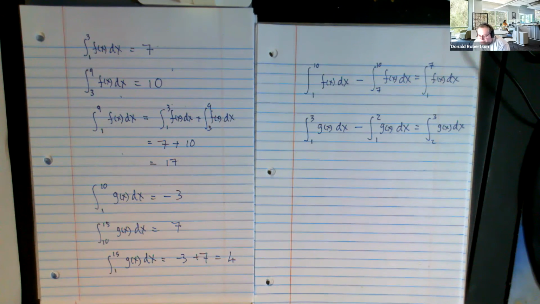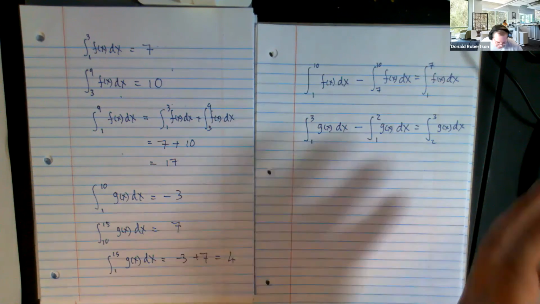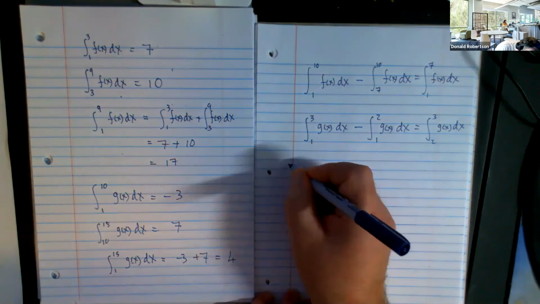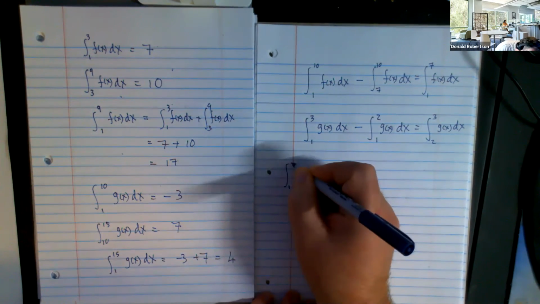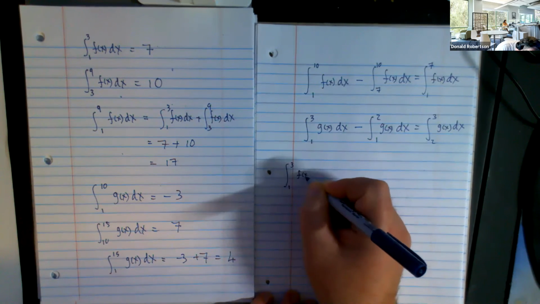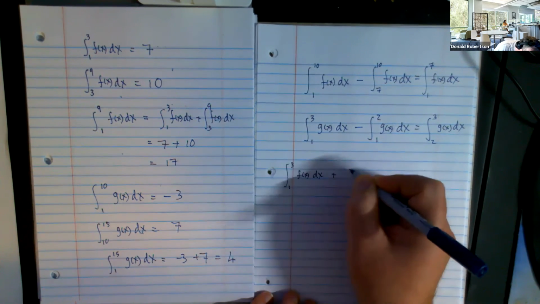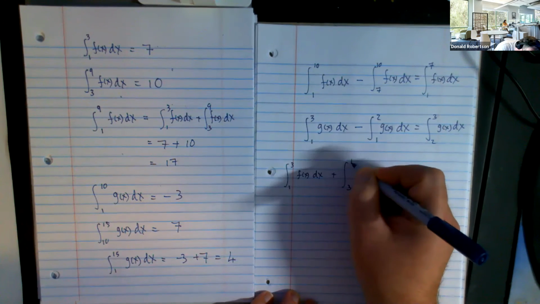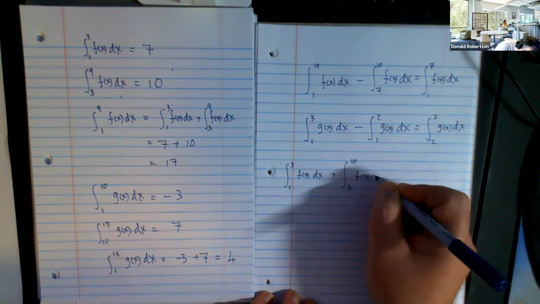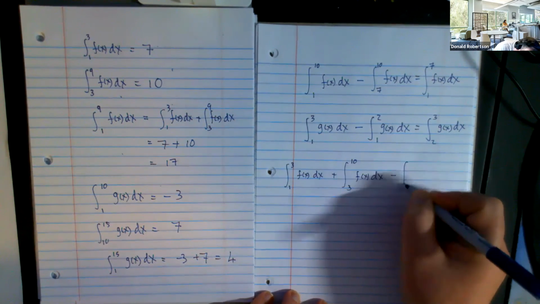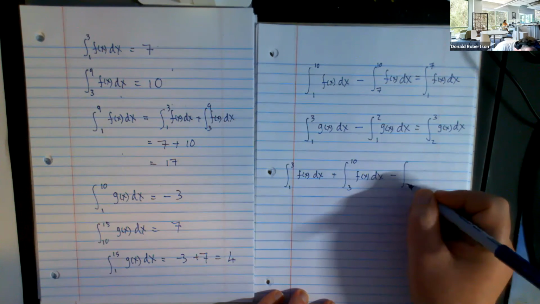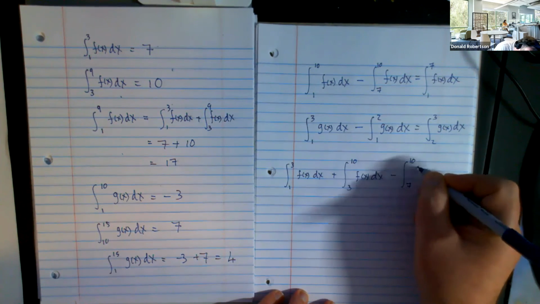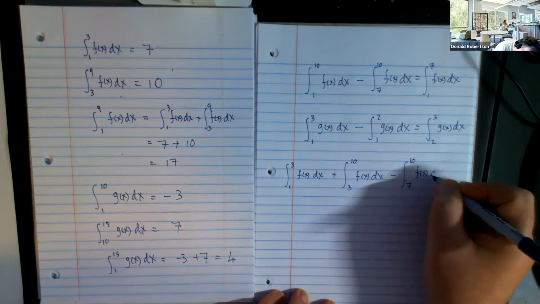So I'll do one kind of ugly version of that, and then we'll move on to another thing that's still in this section. Suppose you did the integral from 1 to 3 of f of x, and you add the integral from 3 to 10 of f of x, and then you take away the integral from 7 to 10 of f of x.